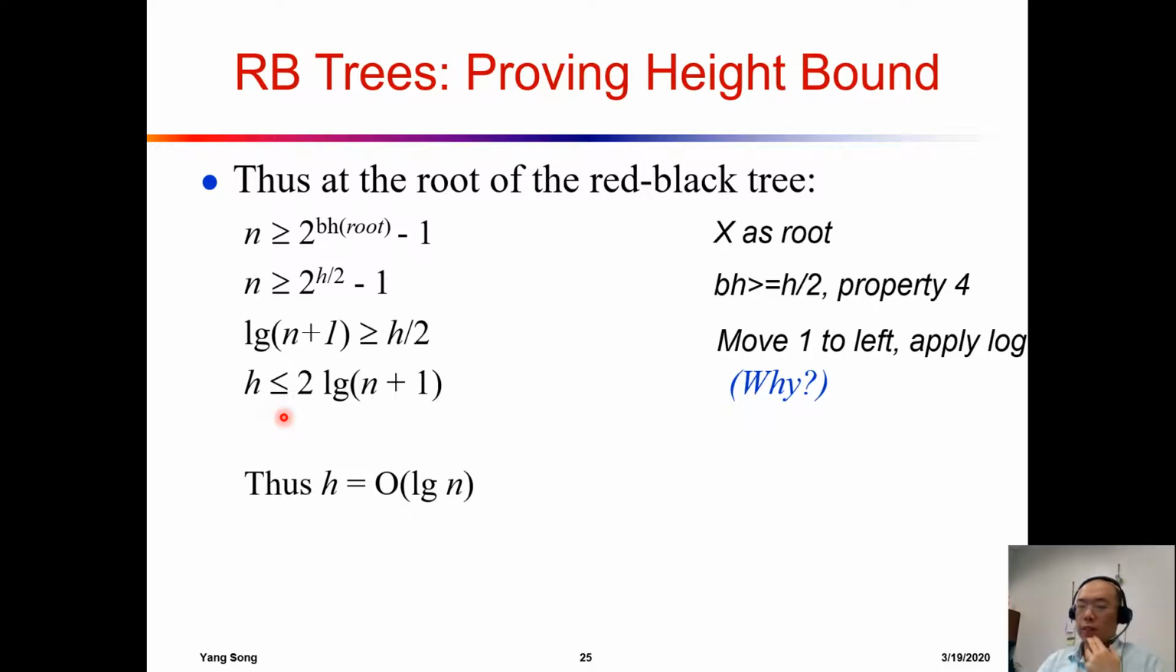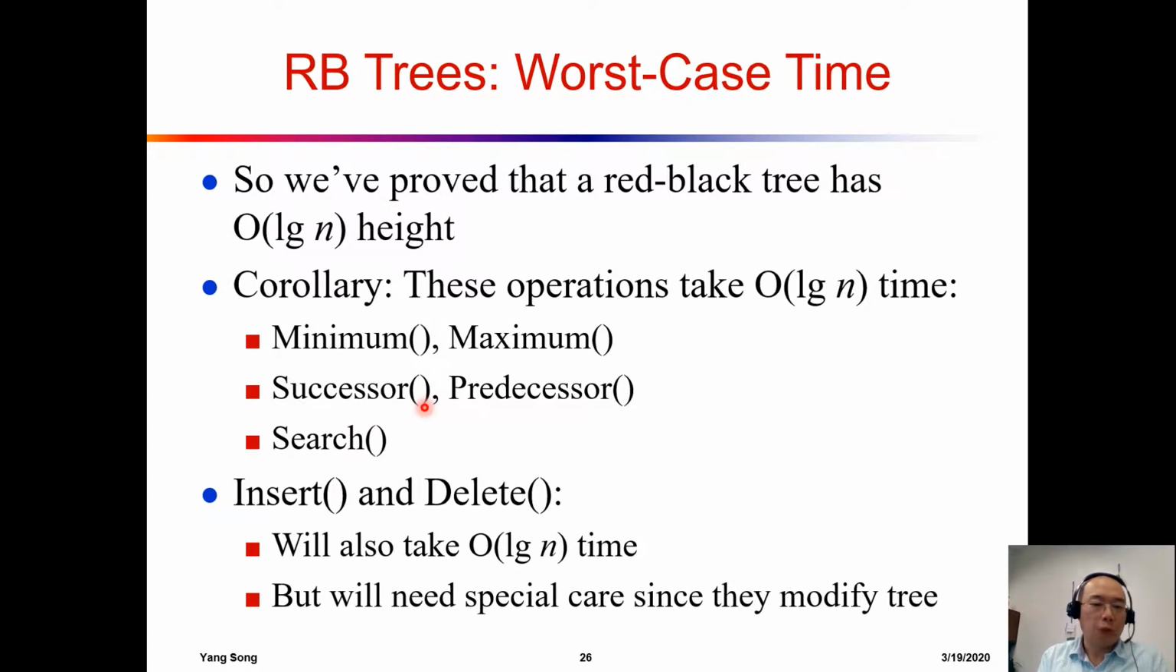So what is that? We have proven an upper bound of h, and that is log n, because we can drop the 2 here, we can drop the 1 here, they are both constants. Okay, now that's the important part. We have proven that for a red-black tree, the height is O(log n). That's very important.